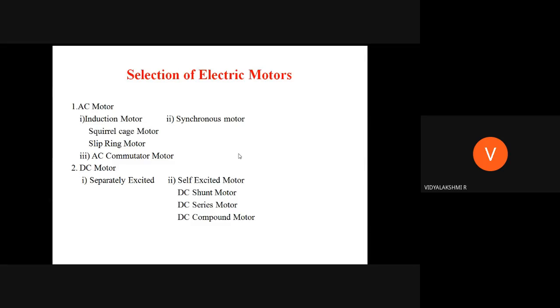Yes. So this type of synchronous motor is used for drives which need constant speed. Wherever you need constant speed, there you can use the synchronous motor.